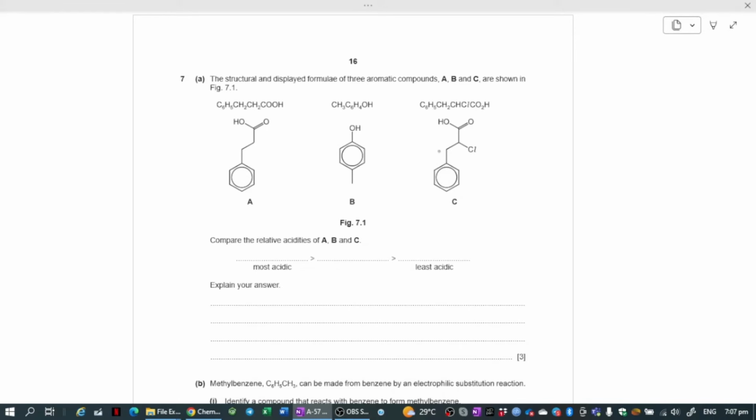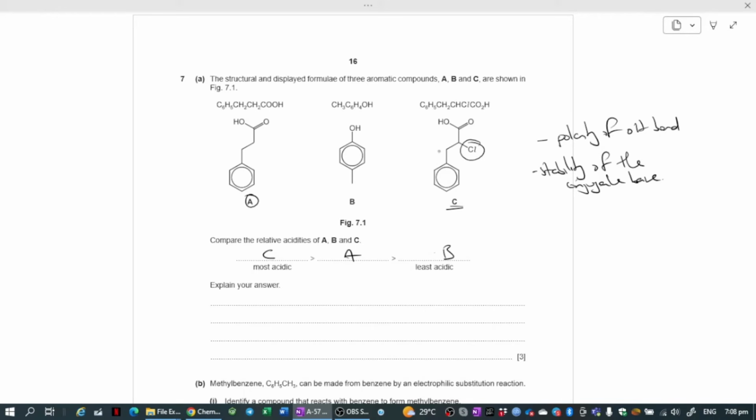So the most acidic species here would be C because of this. Then we would have A, and then we would have B. Now, how do we explain this ranking or this relative acidity? What you need to remember is that acid strength depends on two factors: the polarity of the OH bond and the stability of the conjugate base that's formed. Now, if the conjugate base is very stable, what does that mean?